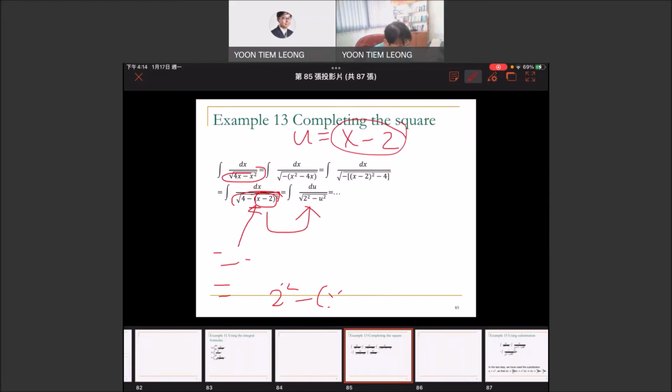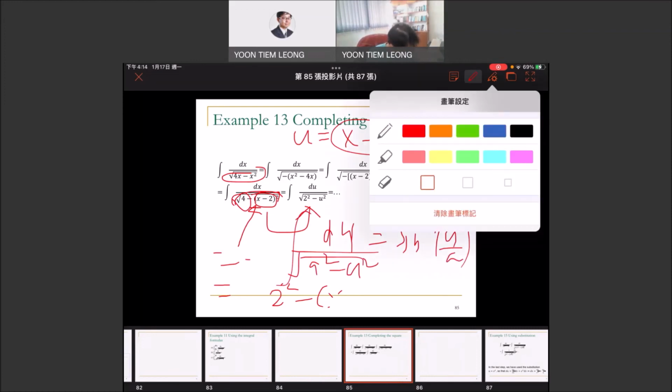So this factor (x minus 2) squared becomes u squared, and this becomes 2 squared. So this is just an integration in the form of du over the square root of a squared minus u squared. So you get arcsine of u over a, I think. So here the answer is quite straightforward.